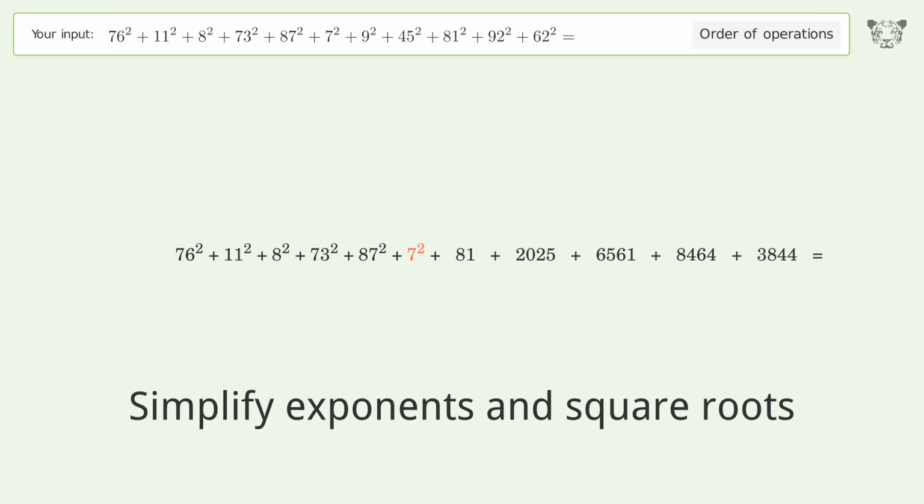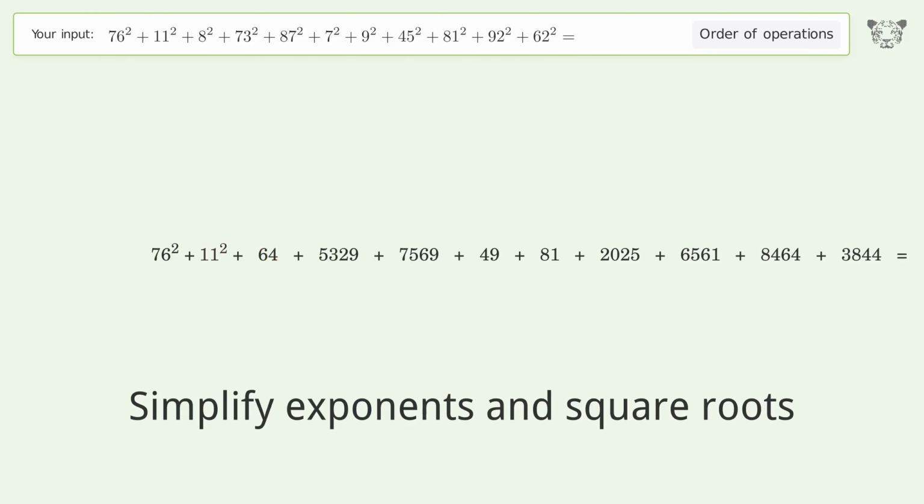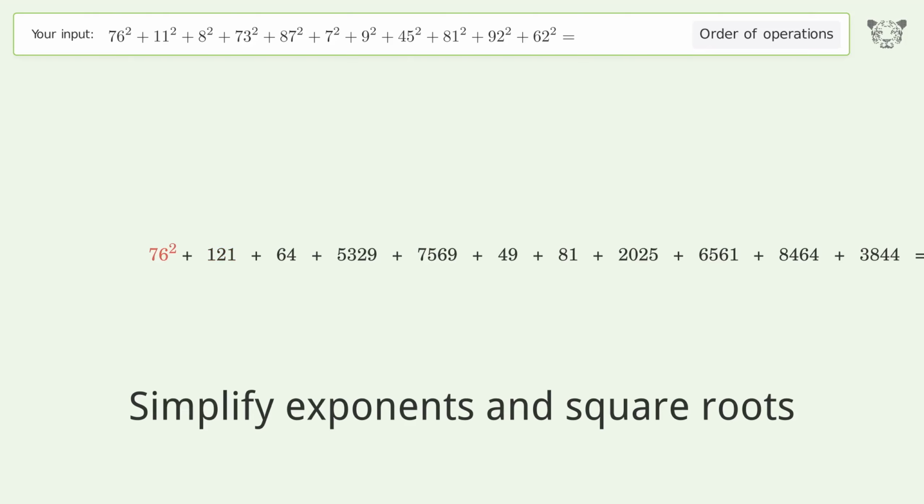7 to the power of 2 equals 49. 87 to the power of 2 equals 7569. 73 to the power of 2 equals 5329. 8 to the power of 2 equals 64. 11 to the power of 2 equals 121. 76 to the power of 2 equals 5776.